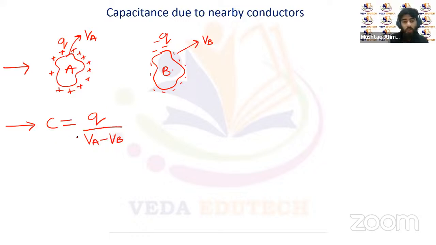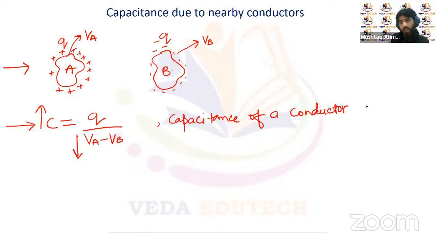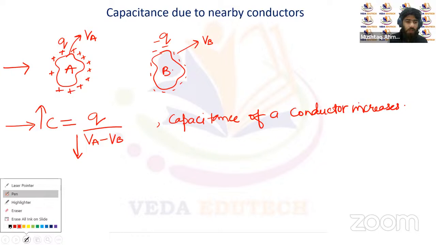It means that if the potential decreases for the same charge Q, then the capacitance increases, right? So the capacitance of a conductor increases. As compared to an isolated conductor, two conductors always have more capacitance because of the reduction in the net potential difference between the two. The total capacitance of the capacitor increases, and the electric field lines are going to be like this.